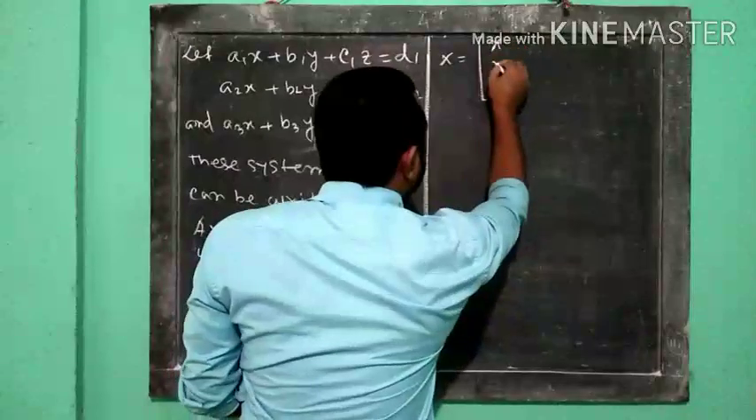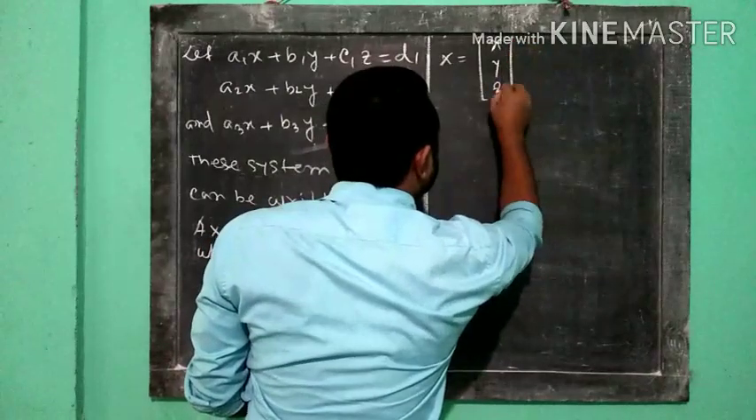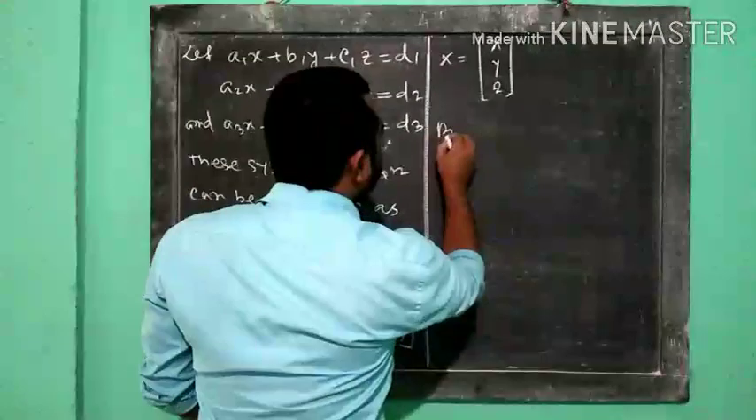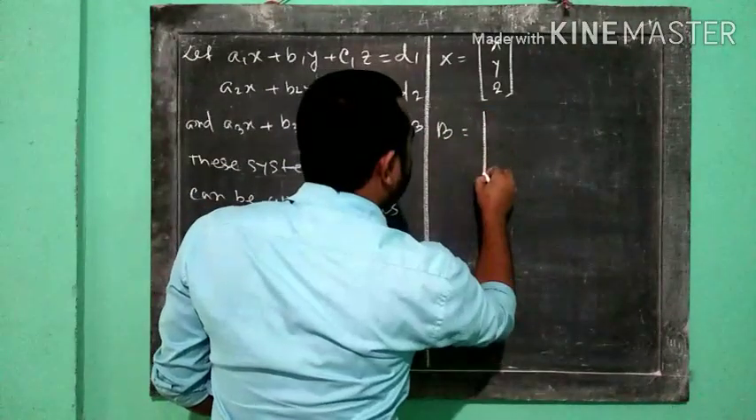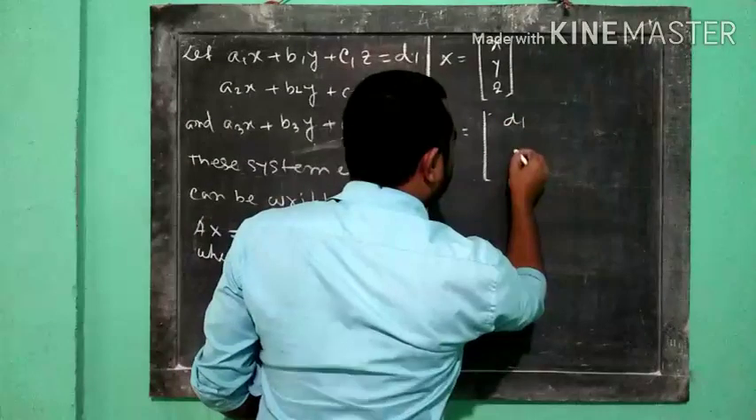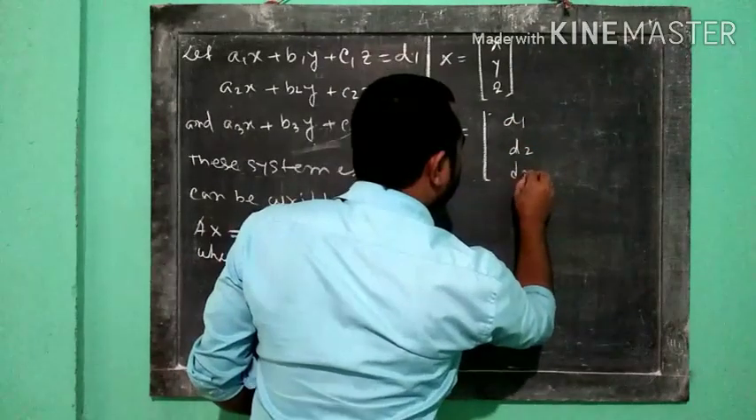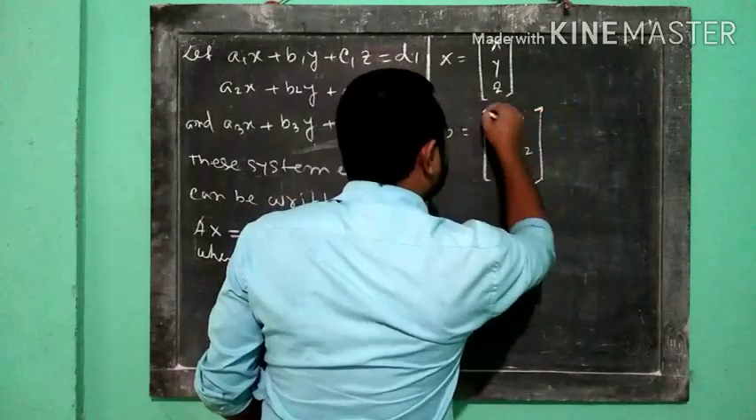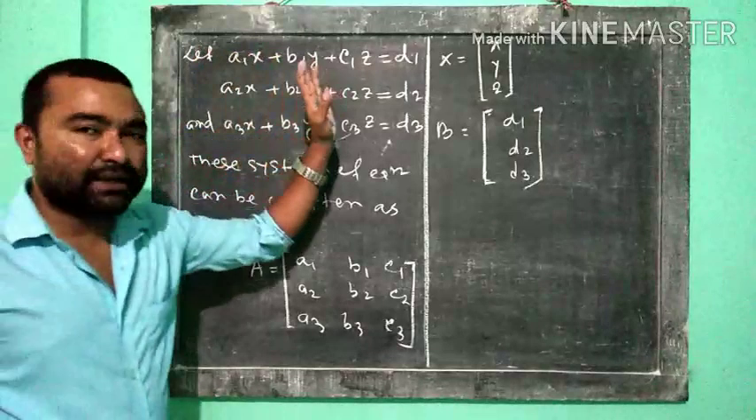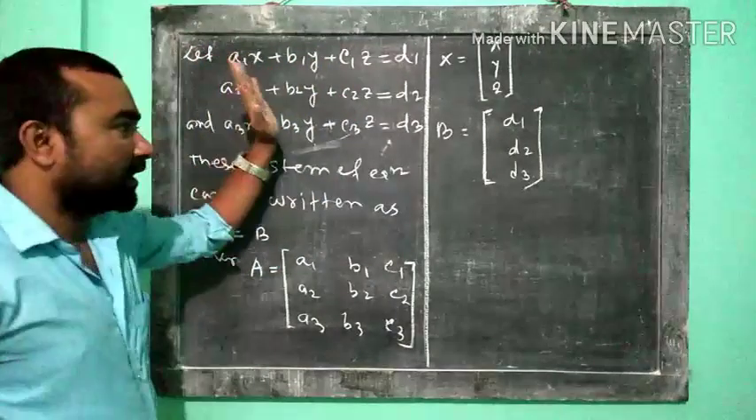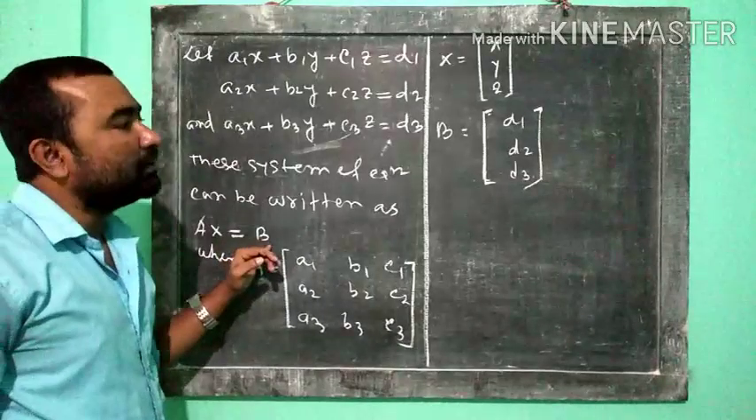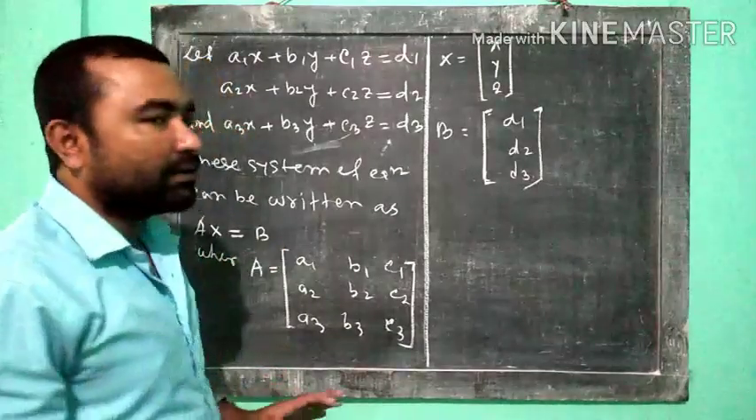The variables are x, y, z, and what is b? B are the constants. B are d1, d2 and d3. So if the equation is given, then the given equation can be written in the matrix form in this way: Ax equal to b. Is it clear? Okay.